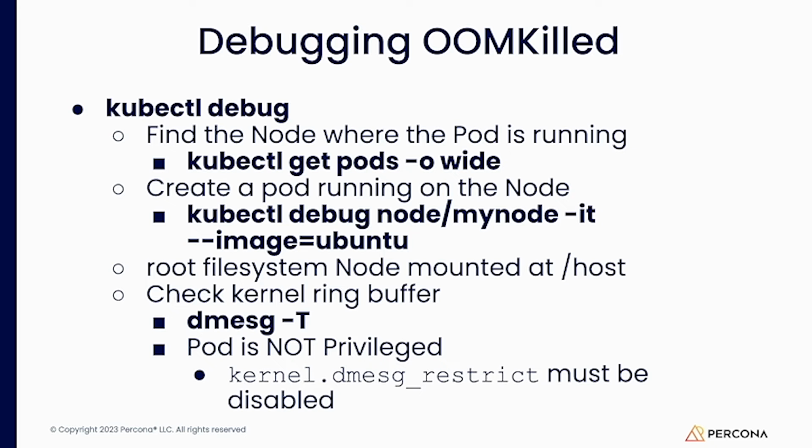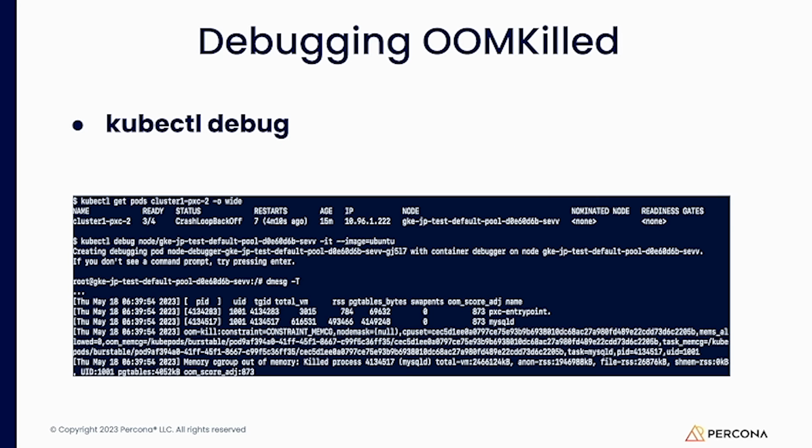And that will mount the worker node file system on the /host. And from there, you can check the kernel ring buffer, and you can execute dmesg -T, capital T, and you can find that information. Bear in mind, when you create this pod, the pod is not privileged. So the kernel parameter dmesg_restrict must be disabled to see this information, right?